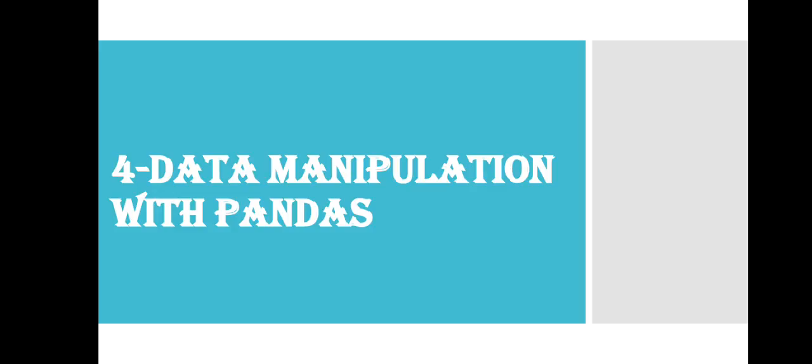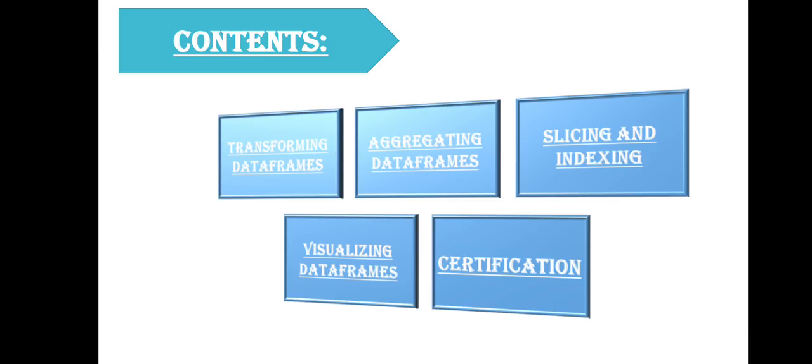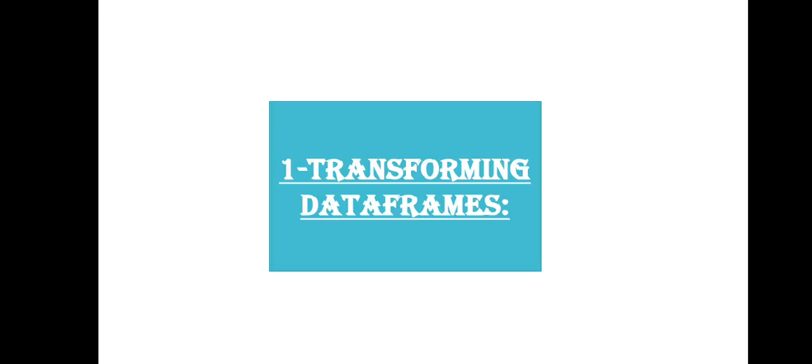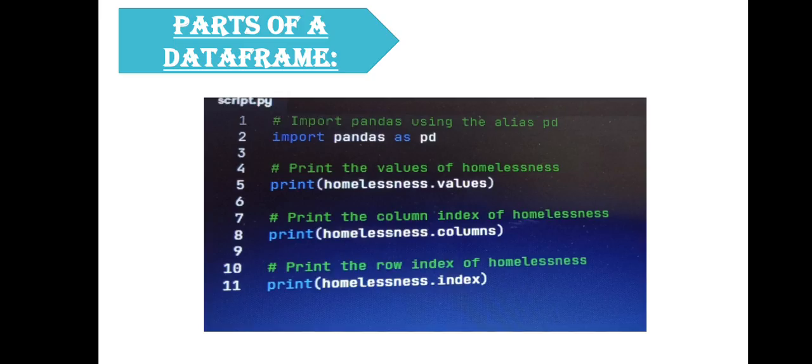Next is the fourth chapter of Python, which is data manipulation with pandas. Here are the contents. First, we will see transforming data frames, then aggregating data frames, then slicing and indexing, and at last, visualizing data frames. In the first chapter, transforming data frames, we will see parts of a data frame.